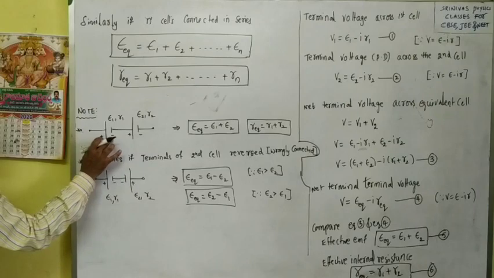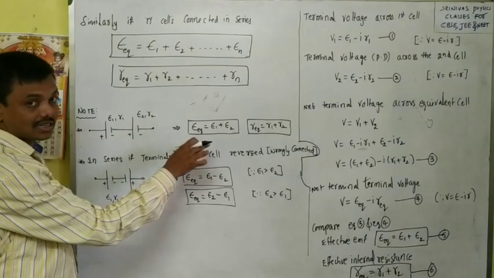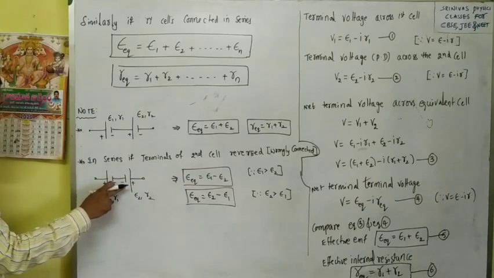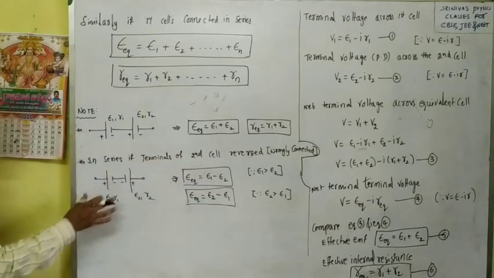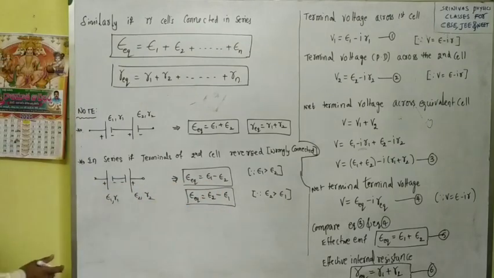Look here: the negative terminal of the first cell connected to the positive terminal of the second cell is the right connection in series, and the negative terminal connected to the negative terminal of the next cell is the wrong connection in series. Then the effective EMF formula is E1 minus E2 or E2 minus E1. We have to subtract, okay?